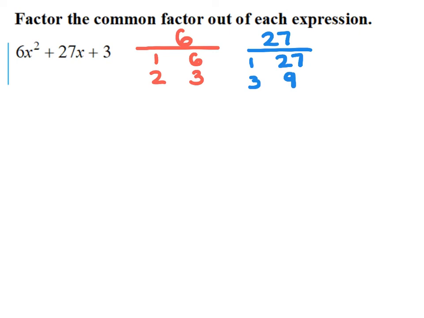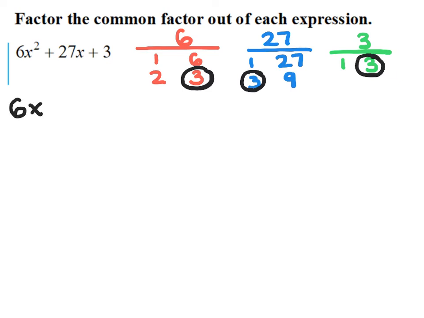And for our last one, if I have 3, 3 divided by 1 gives me 3, and 3 is not divisible by 2. So looking at all the possibilities here, the greatest common factor would be 3. Now if I rewrite each of my terms, the first one is 6x squared. The next one is 27x. And the last one is 3.